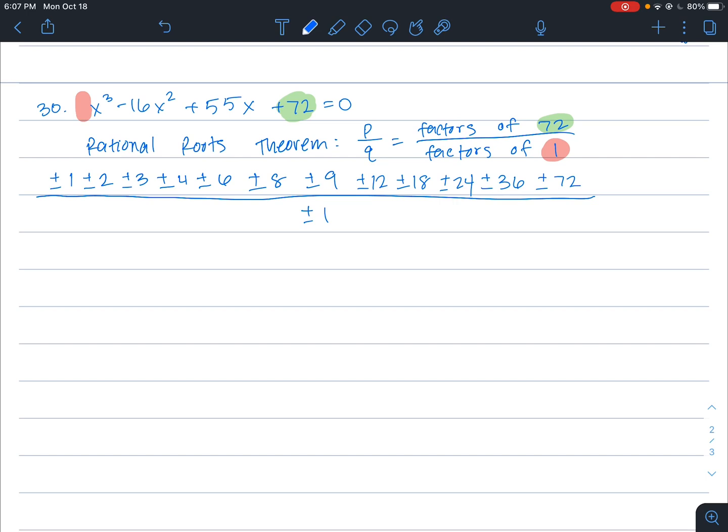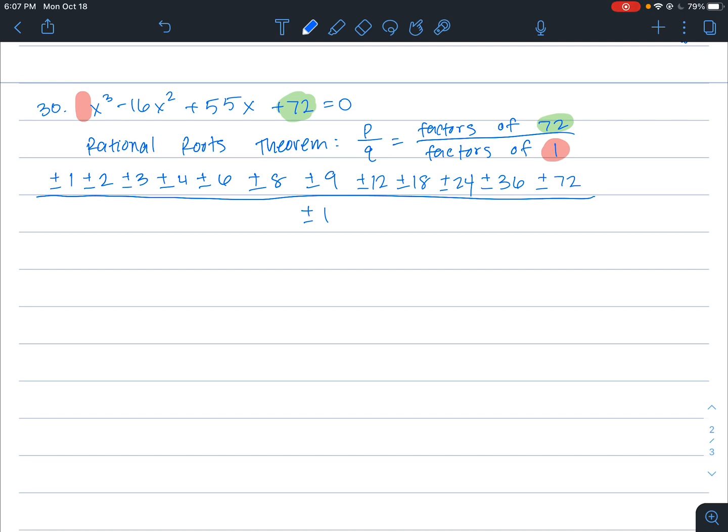Now, what the book would like you to do is test them using synthetic division. So I could take a value from my list of possibilities, so I could say 3. I can use synthetic division, what we learned last unit, and divide, and if I get a remainder of 0, that means it's a solution. Now, I don't expect you guys to go through and do that for every single possible one, especially when we have a list this huge.